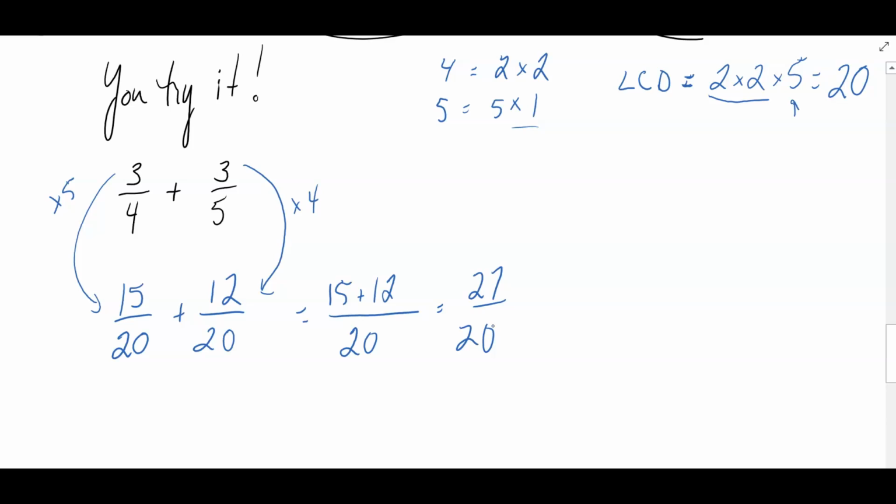Just as a recap, convert that to a mixed number also. How many times does 20 go into 27? Well, we can only get 1. Using up 20 of these 27, we are left with 7 left over in 20ths.